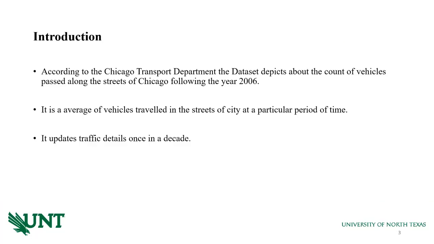Coming to the introduction, according to the Chicago Transport Department, the data set depicts the count of vehicles that passed along the streets of Chicago following the year 2006, which gives the result of average vehicles traveled in the streets of the city at a particular period of time. It updates the traffic details once in a decade.